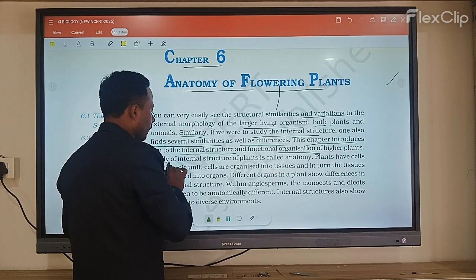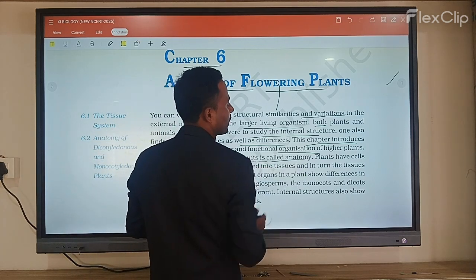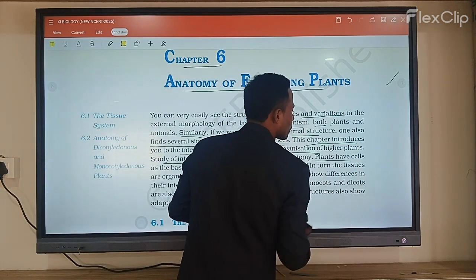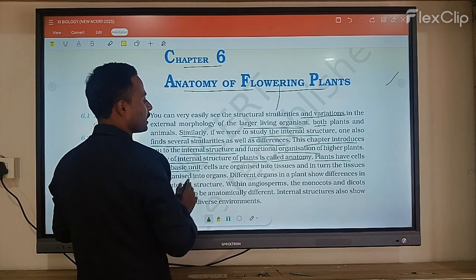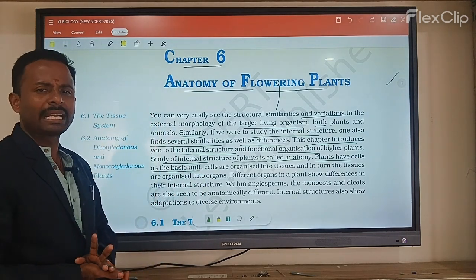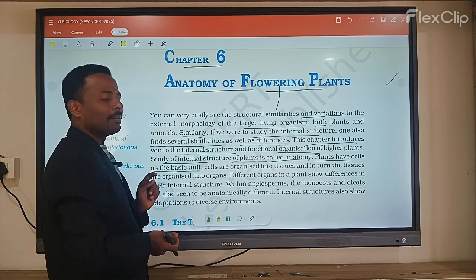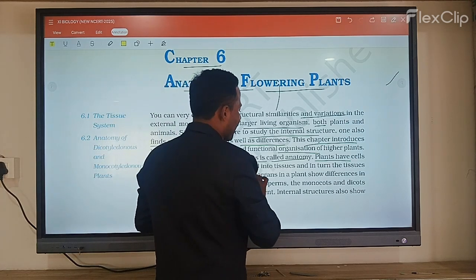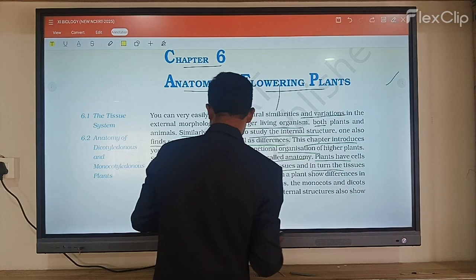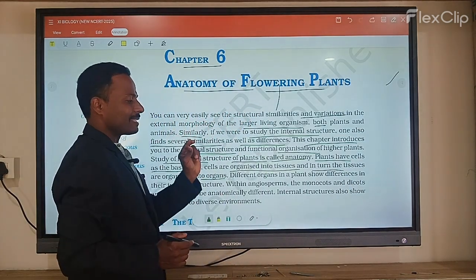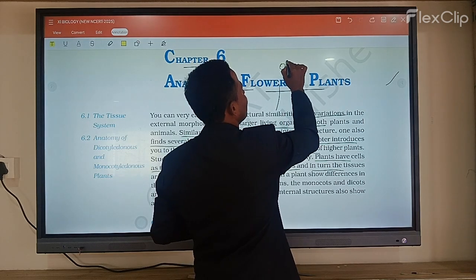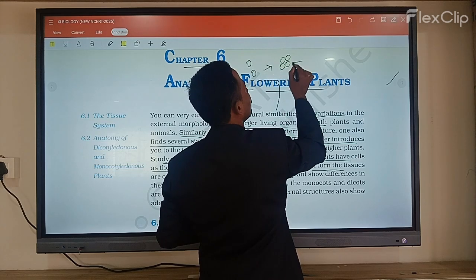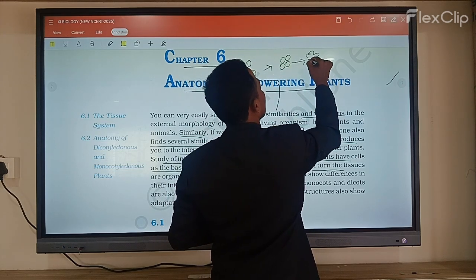The study of the internal structure of plants is called anatomy. The study of internal structures is called what? Anatomy. Plants have the cell as the basic unit. For any particular organism, the cell is the basic unit. After that, cells are organized into tissues, and tissues are organized into an organ. So first, single cells form a tissue, and the tissue forms one organ.